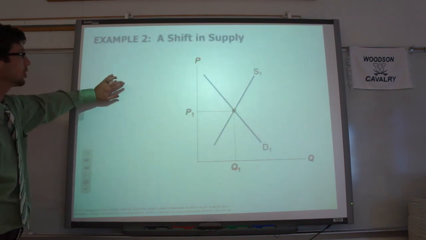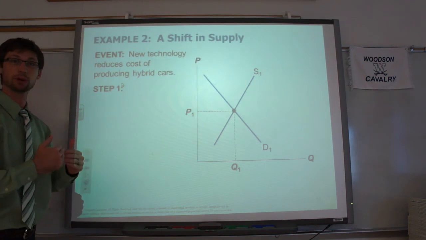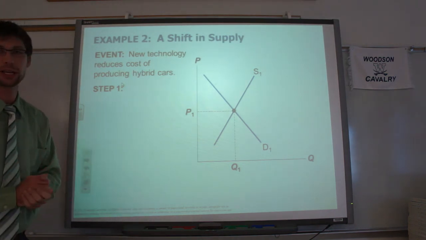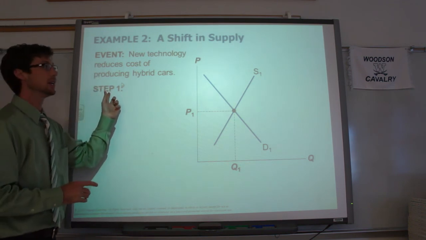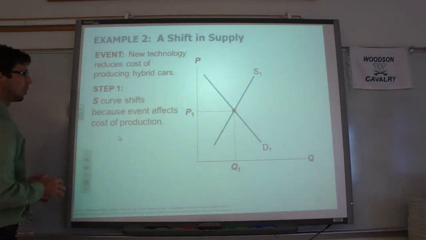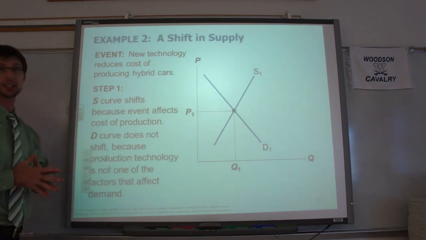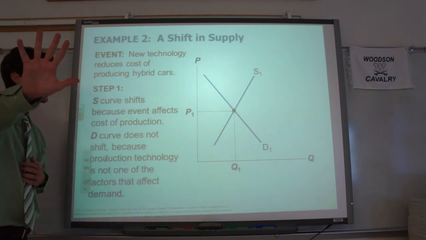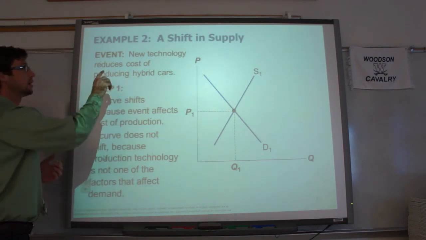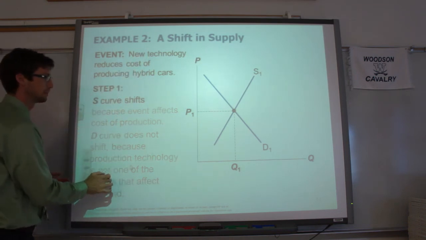So, let's go to our next example here. New technology makes the cost of producing hybrid vehicles lower. What do you think that affects? I hope we can say that new technology is going to affect supply. It affects our ability to produce these goods. What we find is that the supply curve is going to be the one that shifts. Demand is going to be stagnant. Those 5 things that I mentioned aren't in play here. Cost of the good going down in terms of the technology reducing the cost of production does not affect demand.